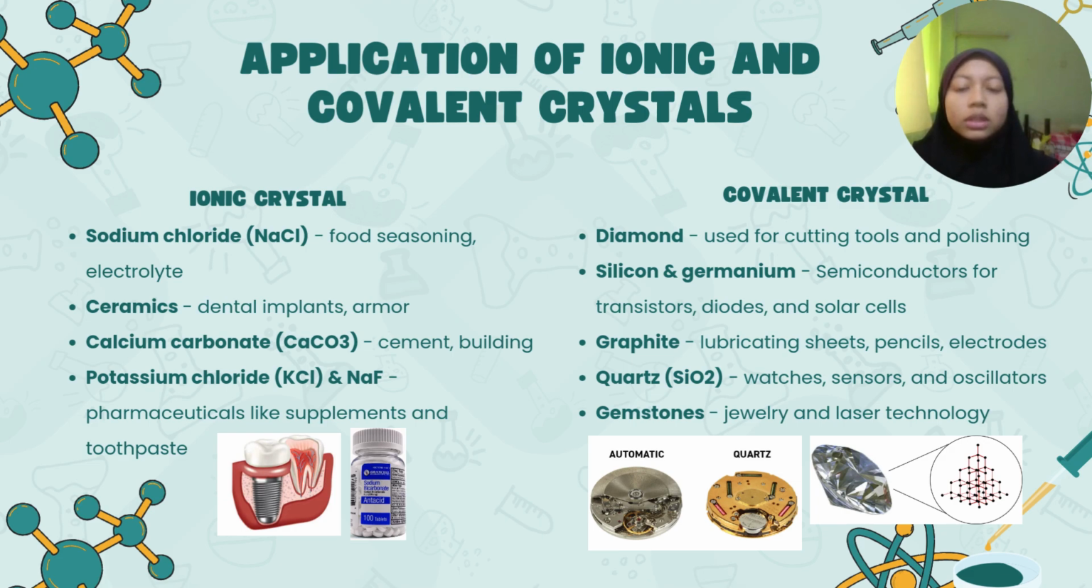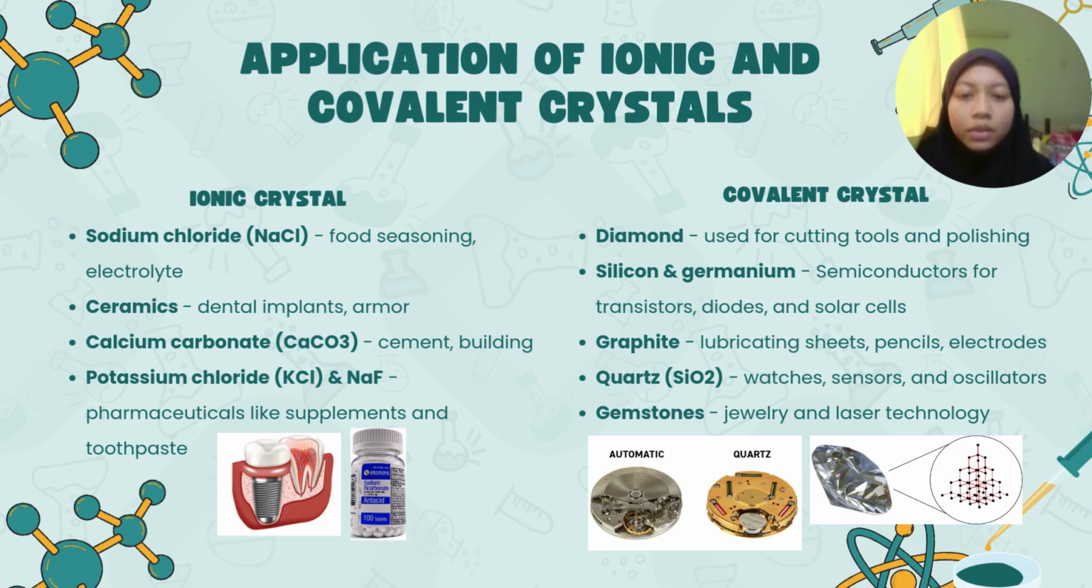For ionic crystals, we have sodium chloride that is used for food seasoning, and we also have sodium bicarbonate, known as baking soda, used in our food. And sodium chloride is also used as an electrolyte because its ions can conduct electricity when dissolved, which is very important for nerve and muscle function.